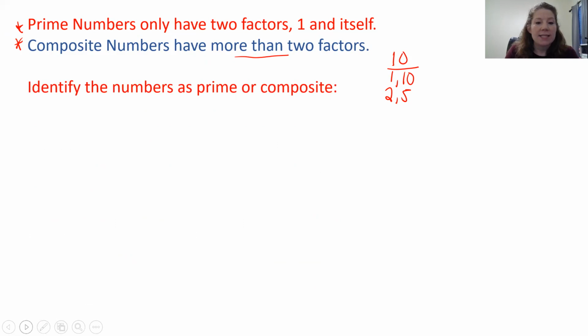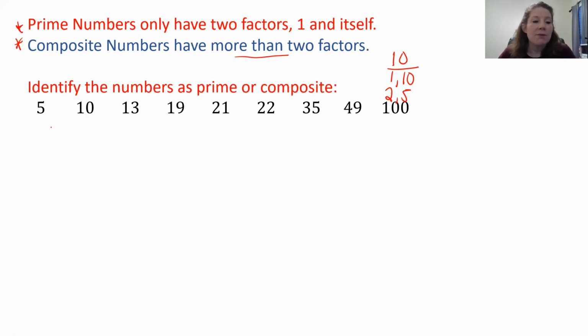So let's identify these numbers as prime or composite. So what about the number 5? Does 5 have more than 2 factors? Nope, only 1 and 5. I used the example of 10 already, so we know that's composite because there's 4 factors over here, right, for the number 10. 13, are there 2 numbers multiplied to give me 13? Nope, only 1 and 13, so that's prime. What about 19? You guys do these on your own before I tell you.